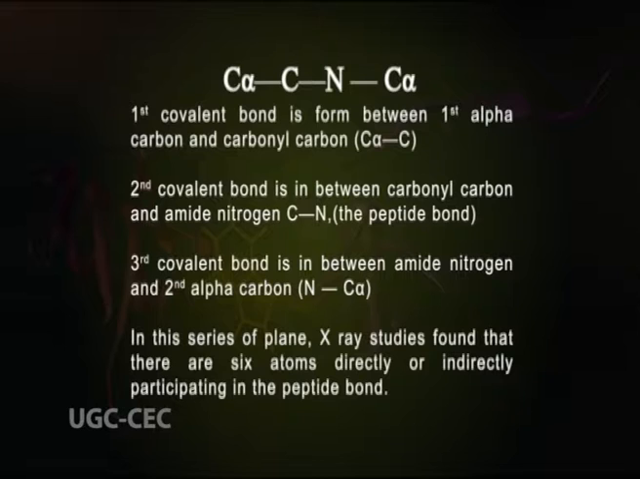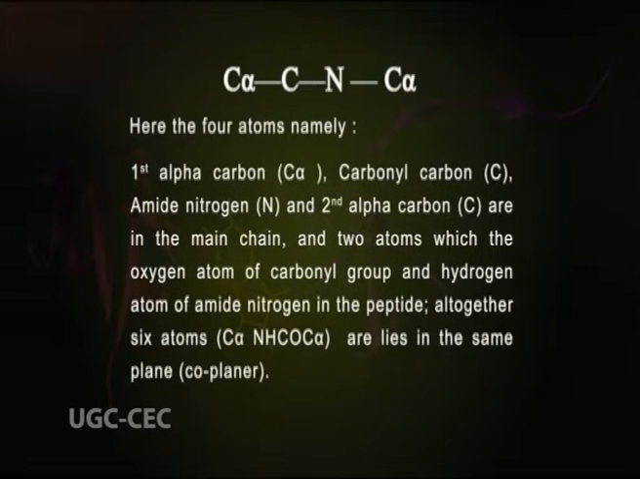in the peptide bond. Here, 4 atoms, namely the alpha carbon, carbonyl carbon, amide nitrogen and the second alpha carbon, are in the main chain, and 2 atoms, the oxygen atom of the carbonyl group and the hydrogen atom of the amide nitrogen, are in the peptide. Altogether, the 6 atoms lie in the same plane, meaning they are coplanar.